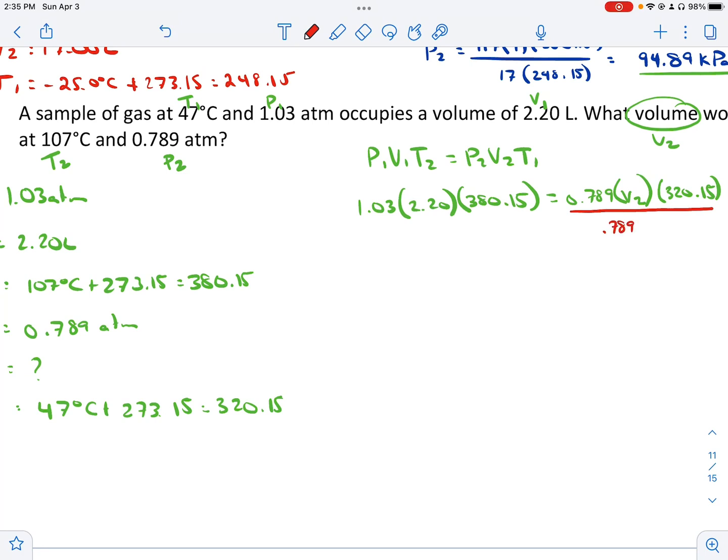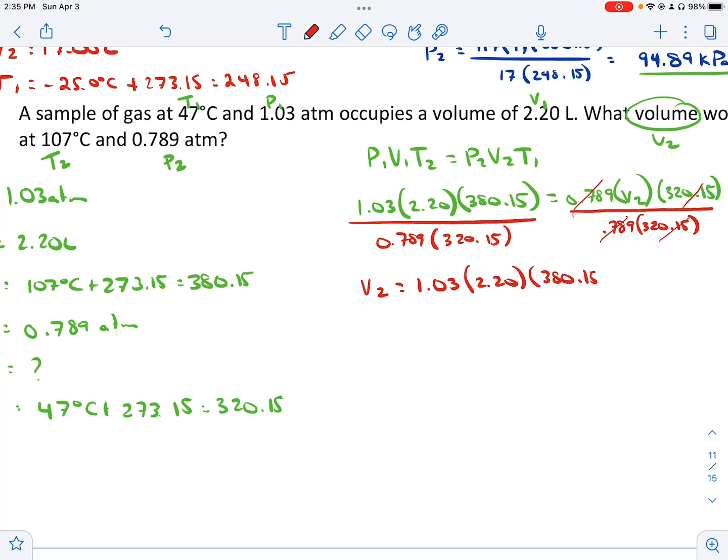All right, so now again, we're trying to isolate V2, so we're going to divide each side by 0.789 and 320.15. So V2 is going to be equal to 1.03 times 2.20 times 380.15 divided by 0.789 times 320.15.